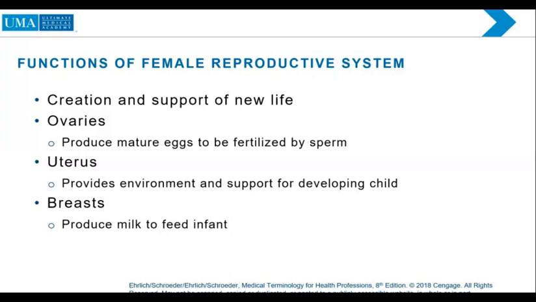Let's first take a look at the functions of the female reproductive system. It is for the creation and support of new life. The female has ovaries, which produce mature eggs to be fertilized by sperm. There's also a uterus that provides environment and support for the developing child. And a female also has breasts that produce milk to feed the infant.